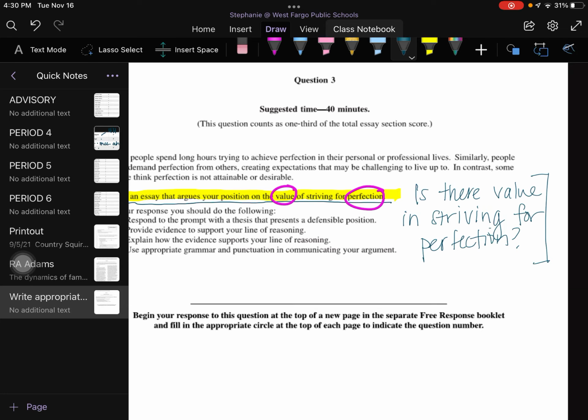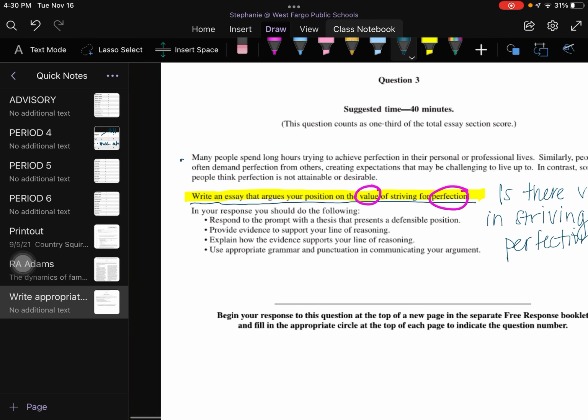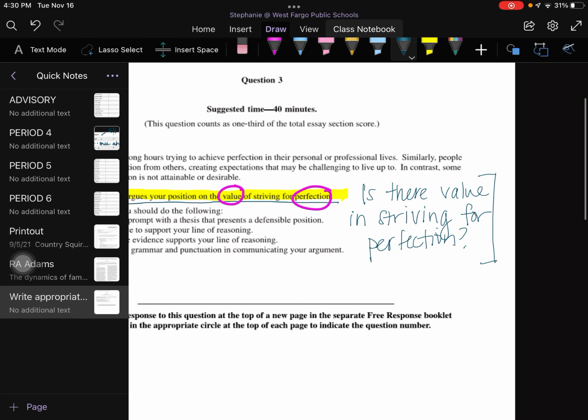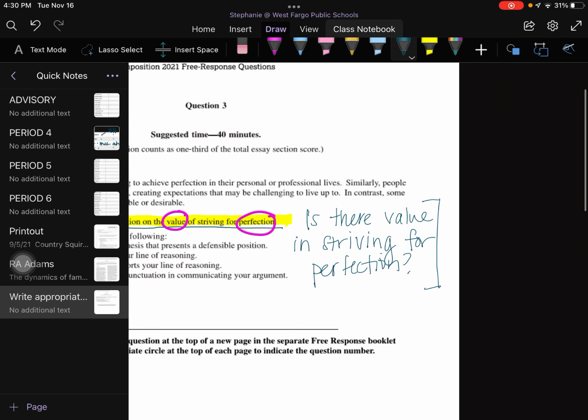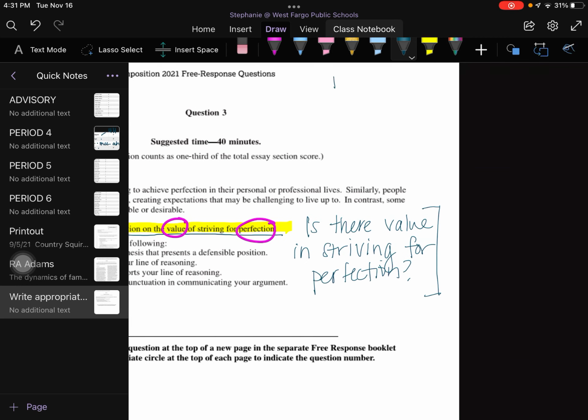So that said, my next step is to take on a stance. So to recap, let's keep a running list. Where should I put it? The first thing we did was read the prompt, right? The second thing we've done so far is underline the task and circle keywords.